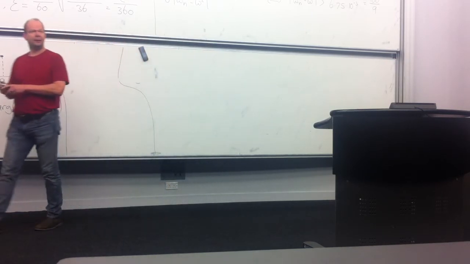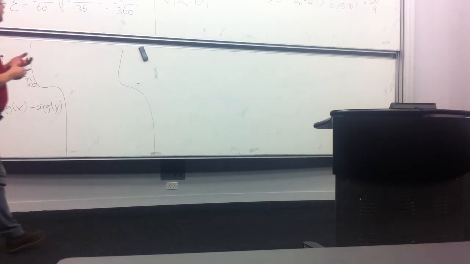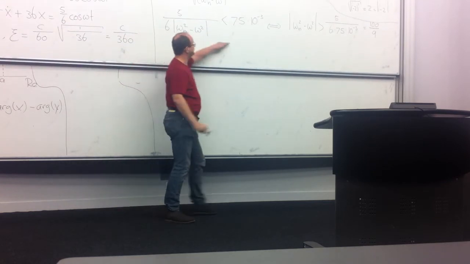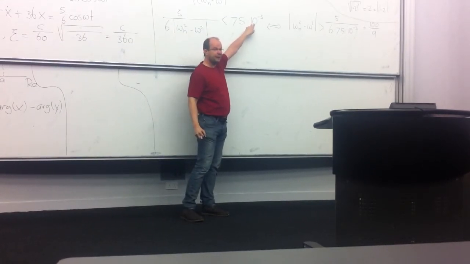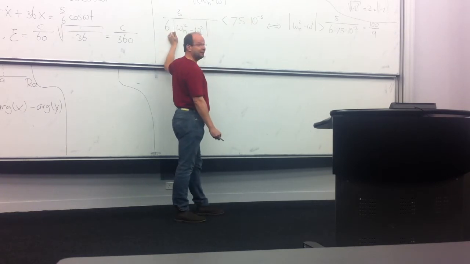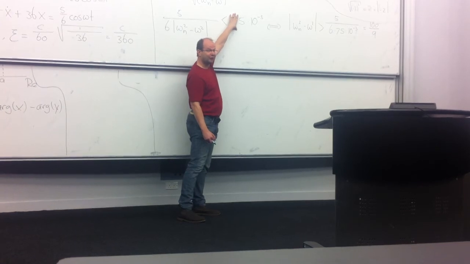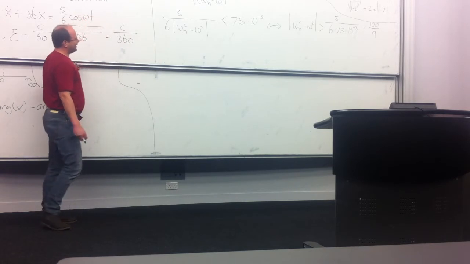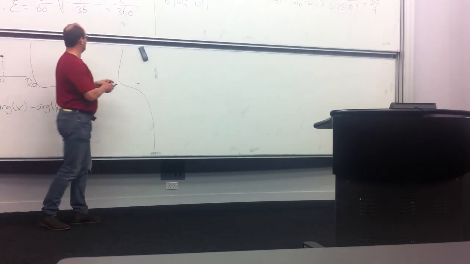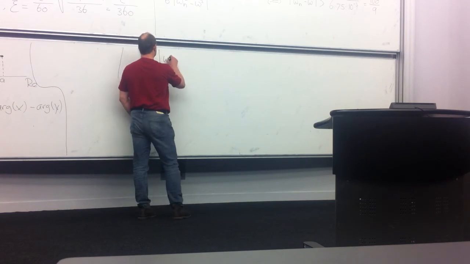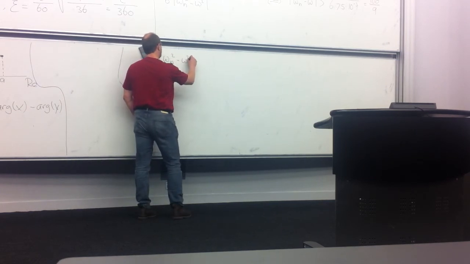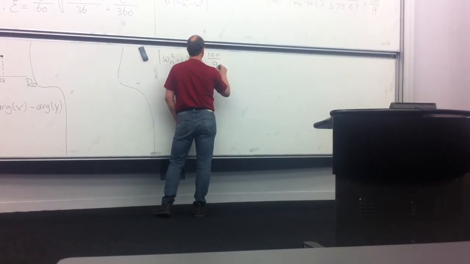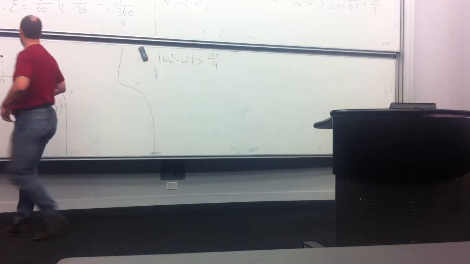Shouldn't it be 6 over 5? No, because the omega n squared minus omega squared goes here, and the 5 over 6 remains here, and it's still divided by 75 times 10 to the power minus 3. Okay, so we need to solve this inequality: the modulus of omega n squared minus omega squared is larger than 100 divided by 9.